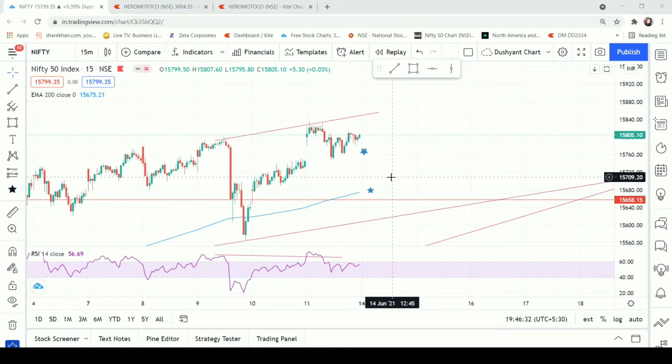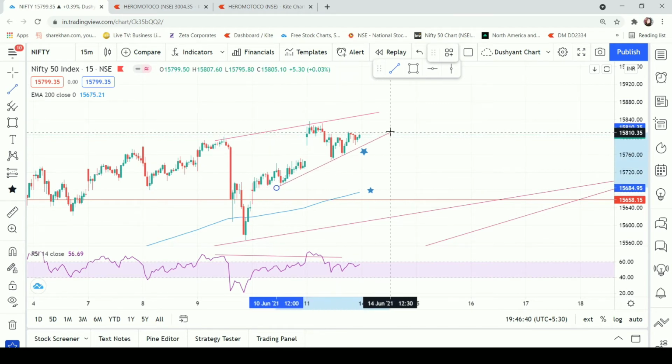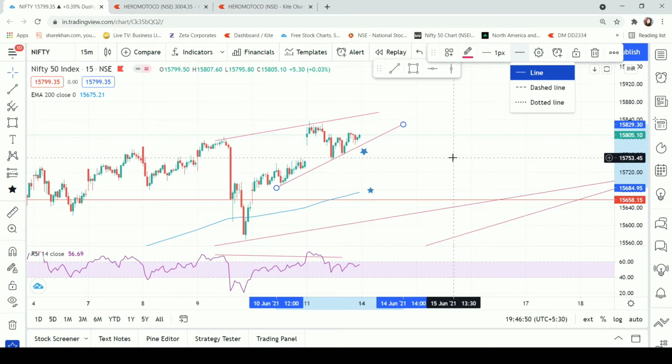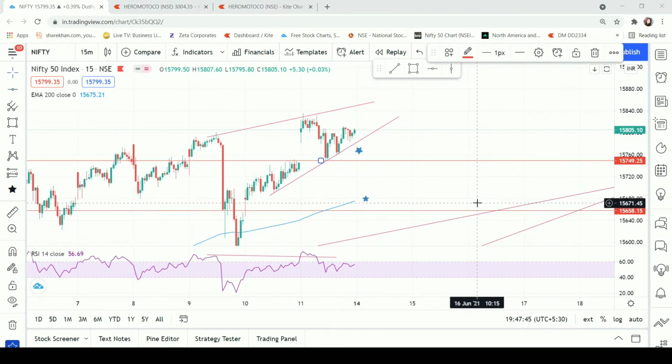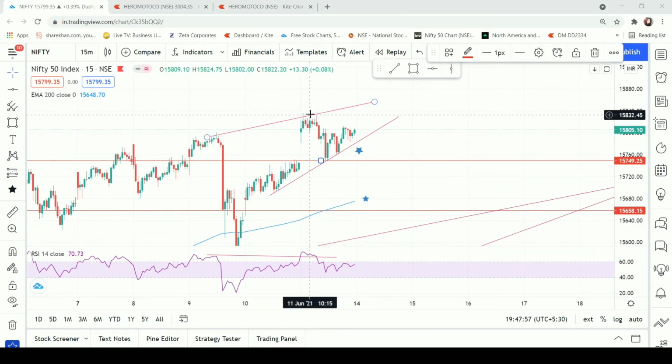So now we will draw the trend line. Okay, so we can say that is the trend line. Okay, and here is another support line. Okay, so now we'll move to RSI divergence. So no difference.